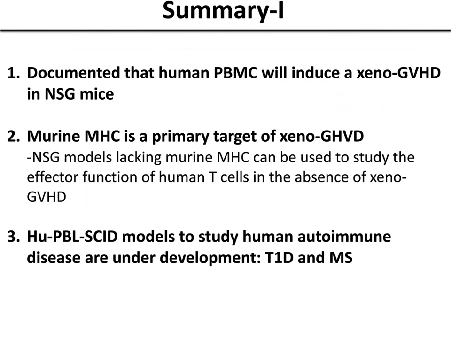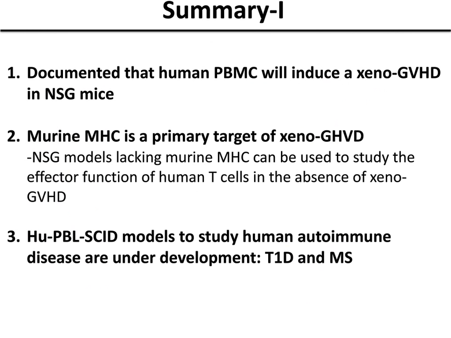So just to summarize that portion for the Hu-PBL-SCID description, we've documented that human PBMCs will induce a xenogeneic graft versus host disease in NSG animals. And we actually use that as a model to test T-cell specific therapeutics. I've also shown you that murine MHC is a primary target of the xenograft versus host disease, and that models lacking murine MHC can be used to study the effector function of human T cells in the absence of the xenogeneic response.